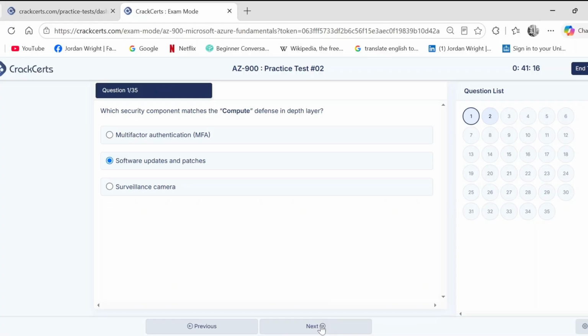Can we go to question number two? Matches the identity and access. Oh yeah, MFA, it makes sense. And then physical security. That was what I was saying. Camera. So you would say camera. Yeah. I will share the table in the messages.